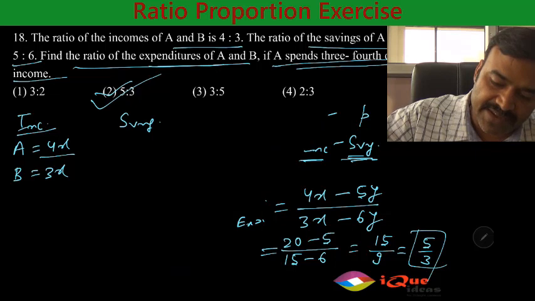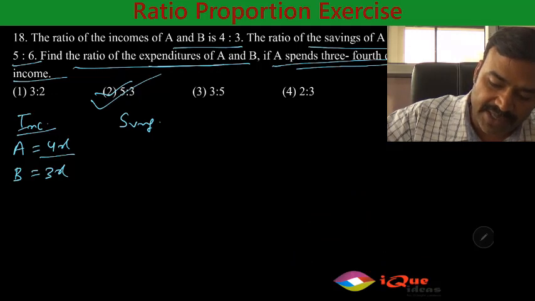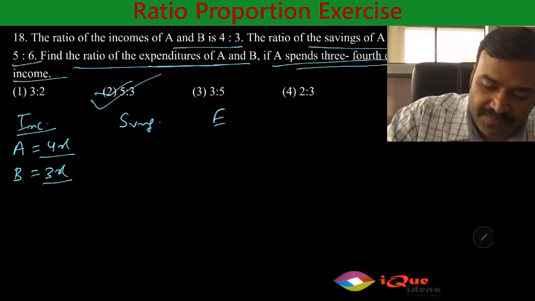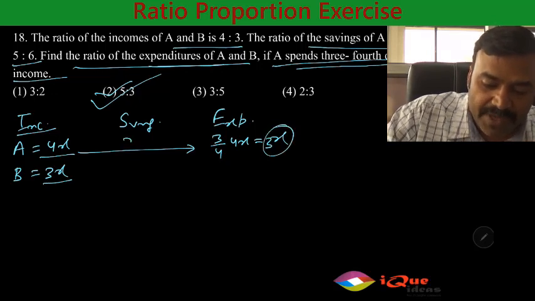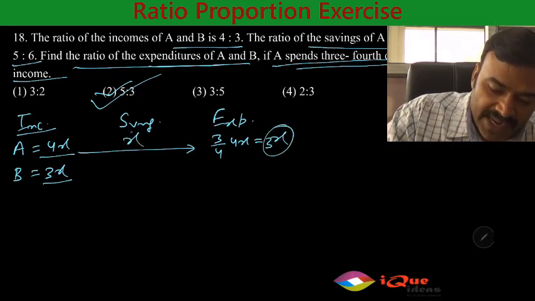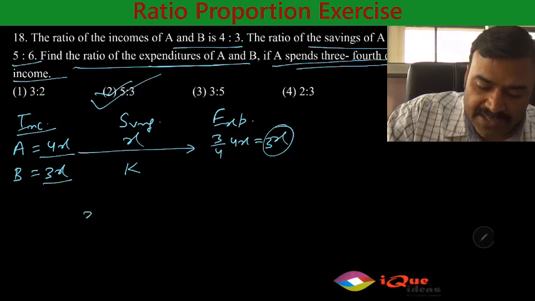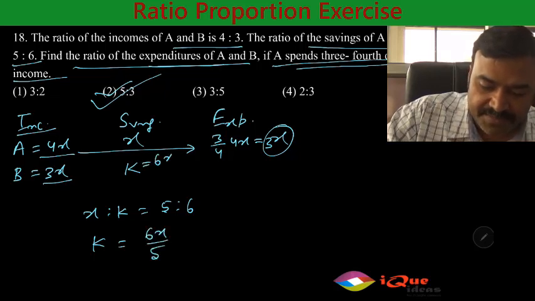It says that the expenditure of A is 3/4 of the income. So if I have already taken the income of A as 4x and income of B as 3x, the expenditure of A can be taken as 3/4 of 4x, so it is 3x. That means the saving will be x. Now the ratio of saving of A and saving of B is given as 5 is to 6. So if I assume B's saving to be k, x is to k has to be equal to 5 is to 6. From here k will be equal to 6x by 5.